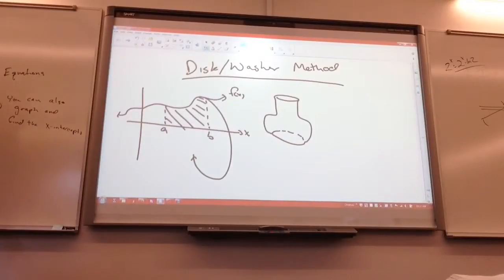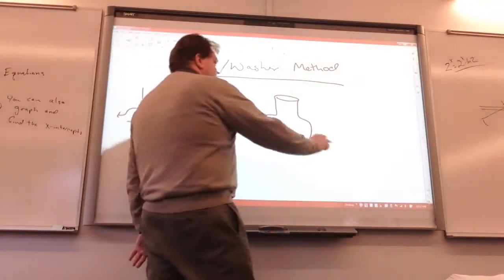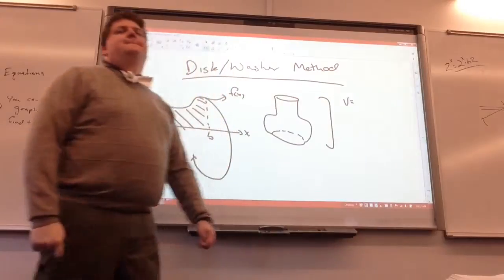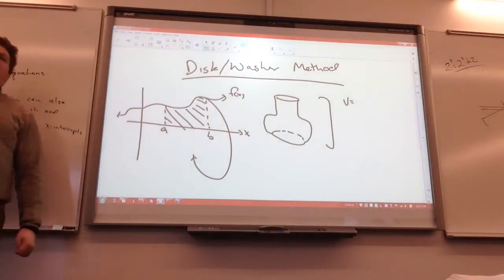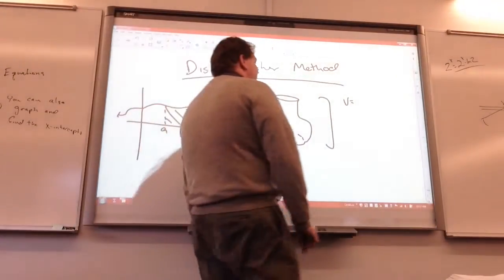Now, for a normal cylinder, what's the volume equation for it? One-third? No, you're thinking cones. Cylinder: pi r squared times height. Pi r squared times height. Good.